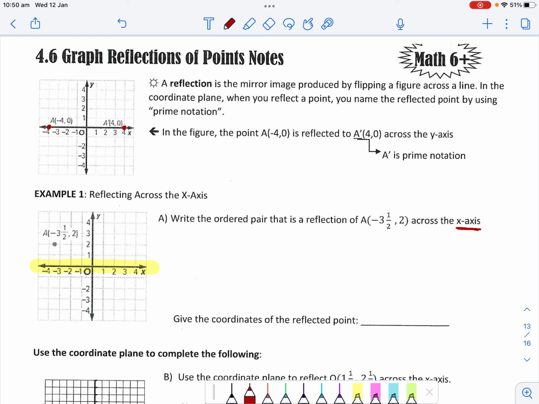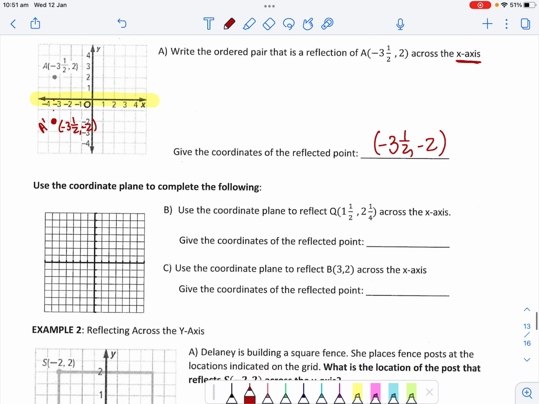Then to reflect the point, I'm going to count the distance I am from that axis. So I am 2 spaces away from the x-axis. That means I need to go 2 spaces away on the other side. So this is going to be A prime. And then I'm going to label that ordered pair. So this is going to be -3.5, -2. So it says give the coordinates of the reflected point, -3.5, -2.